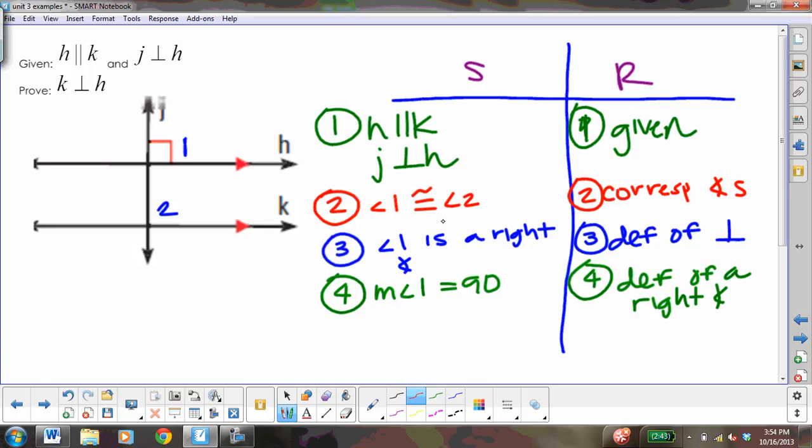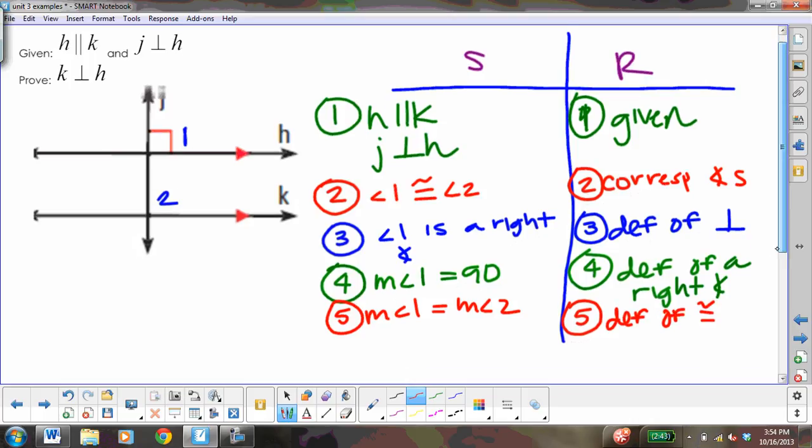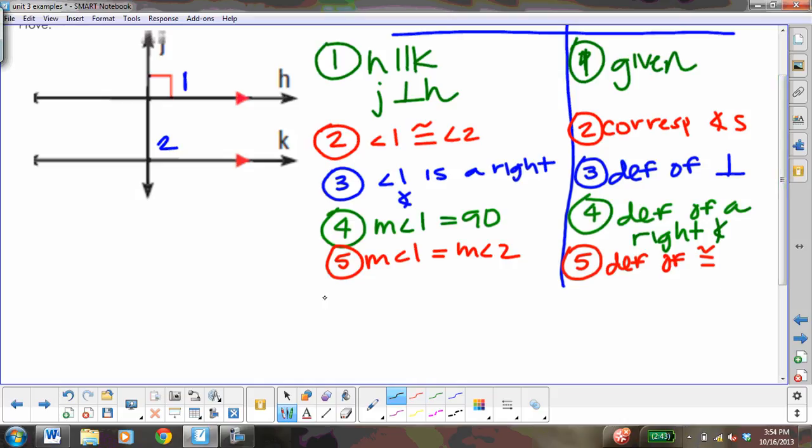So now I'll go to angle 1 is congruent to angle 2 again, and I'll say that the measure of angle 1 is equal to the measure of angle 2. And that's just the definition of congruence. And then for step 6, I'm going to say that the measure of angle 2 equals 90 degrees because of substitution.